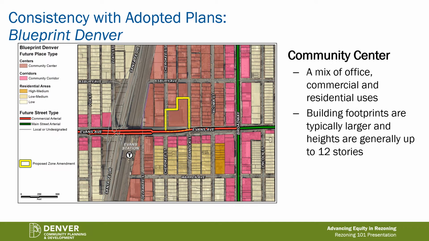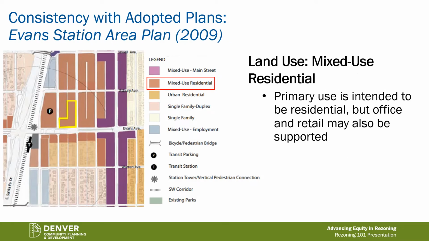In addition to the future neighborhood context and place type, there may be written strategies in Blueprint Denver that are also aligned with what the proposed zone district allows. Moving on to the Evans Station Area Plan, which provides a vision for transit-oriented development around the Evans Light Rail Station.